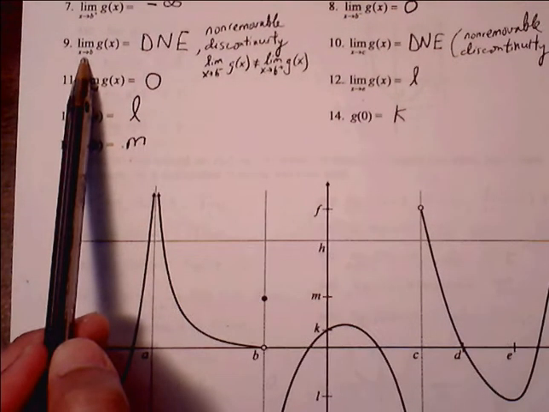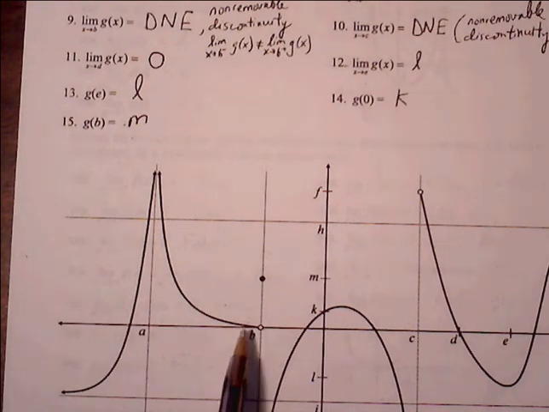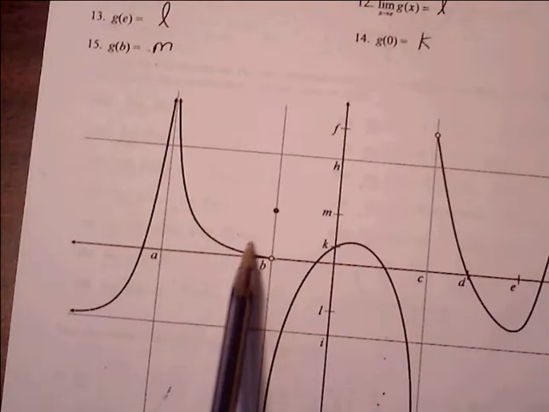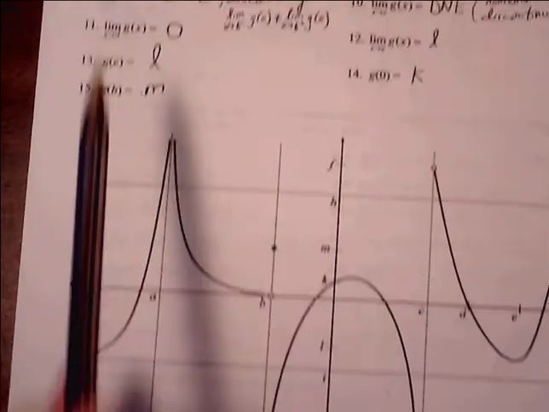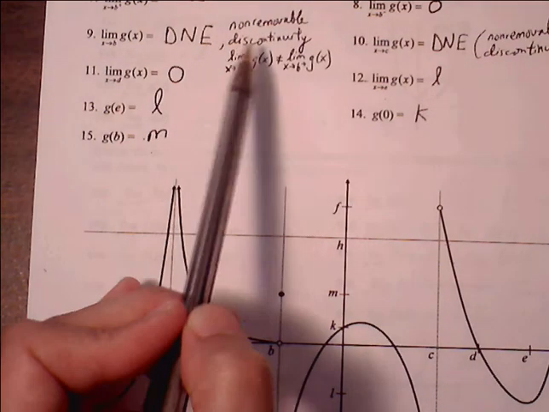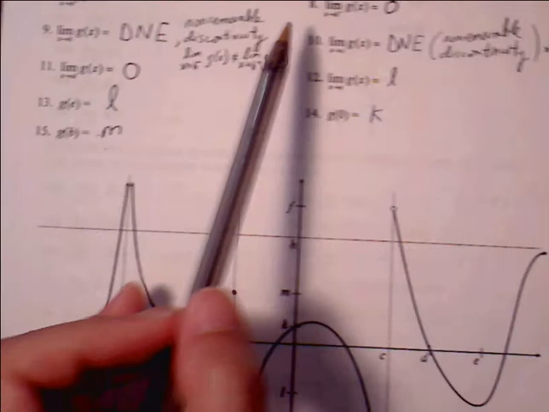Okay. Number 9. Limit as x approaches B. In order for a limit to exist, the graph has to approach the same y value from either side, and we see there's a disconnect in the graph, so therefore the limit does not exist. And this is also considered a non-removable discontinuity because the one-sided limits do not agree.